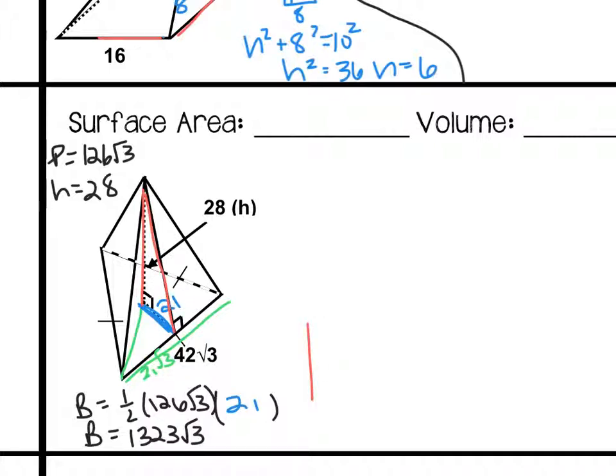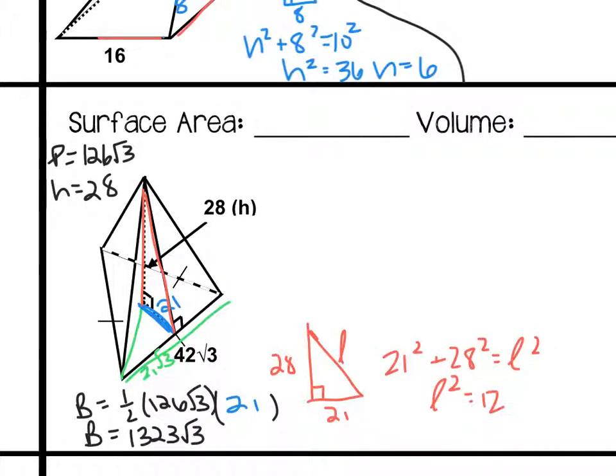And now I have enough information to find my slant height. Here's my right triangle. This time I know my height, and we just found that that base is 21. So yay, it's a Pythagorean triple. 21 squared plus 28 squared equals L squared. So L squared equals 1,225. So L equals 35. And now I have all of my little pieces to plug into my formulas.